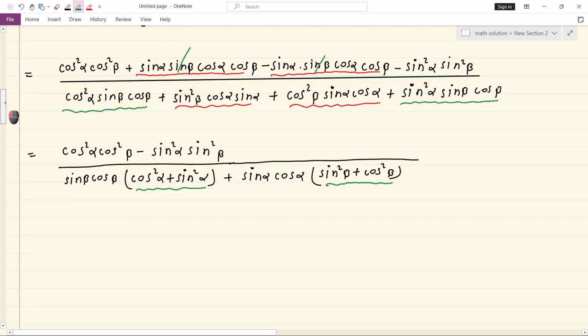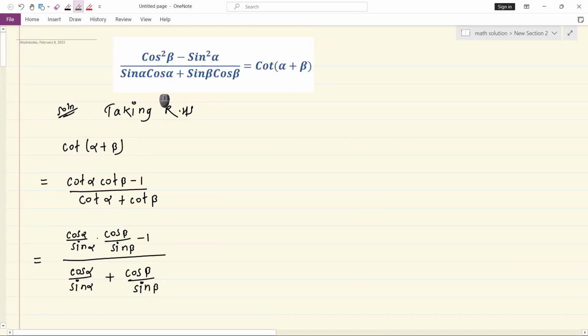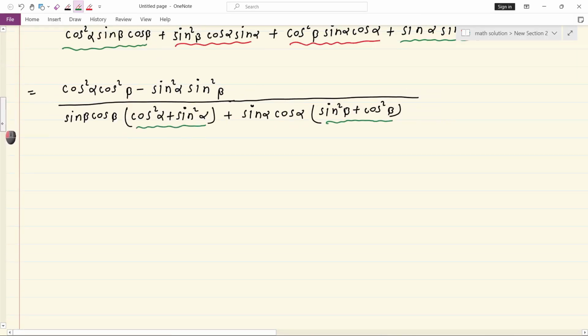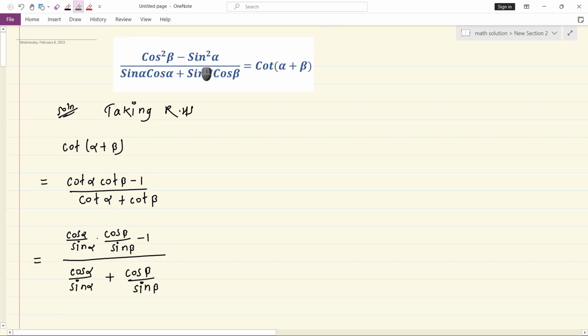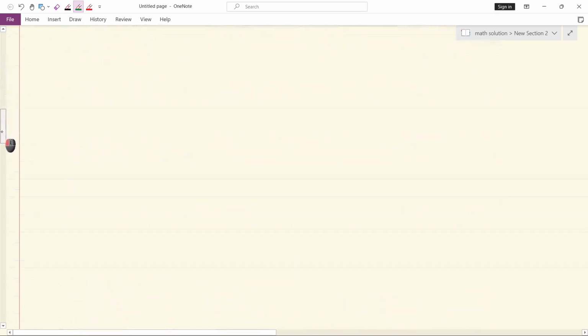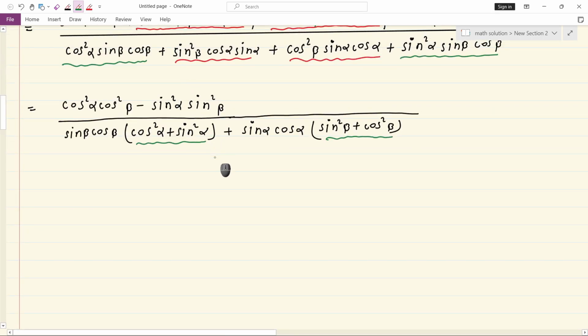And now let's check the left hand side. We have got the denominator, isn't it? Sin alpha cos alpha and sin beta cos beta, which is what we wanted. Now let's check the numerator. Did we get the left hand side numerator, cos square beta minus sin square alpha? So we have to work more here. In the denominator we almost reached what we want, but in the numerator we have to solve a bit more.